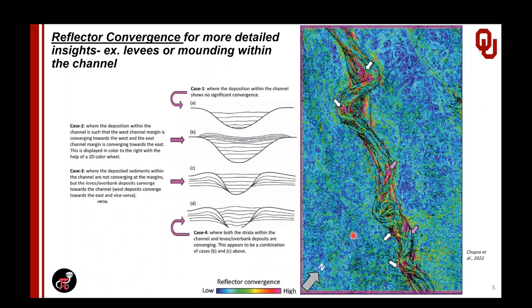Another fun seismic attribute we've been using is reflector convergence. This gives us more detailed insights in the seismic data where we have levees or mounding within the channels.